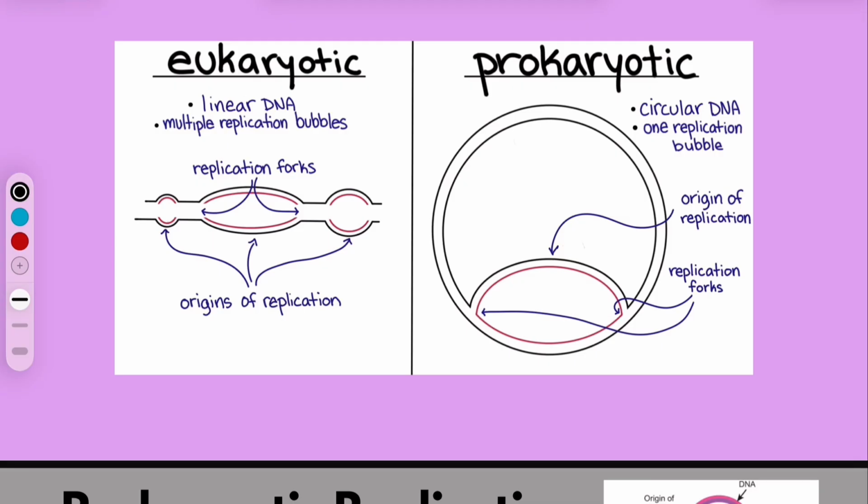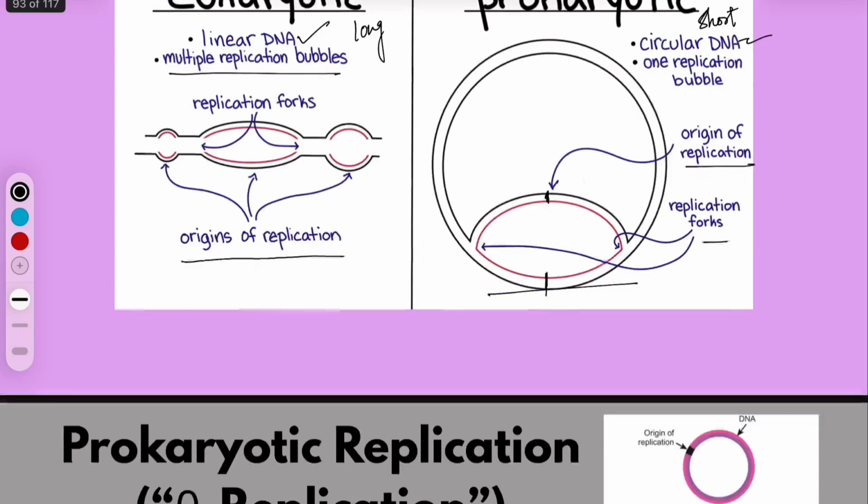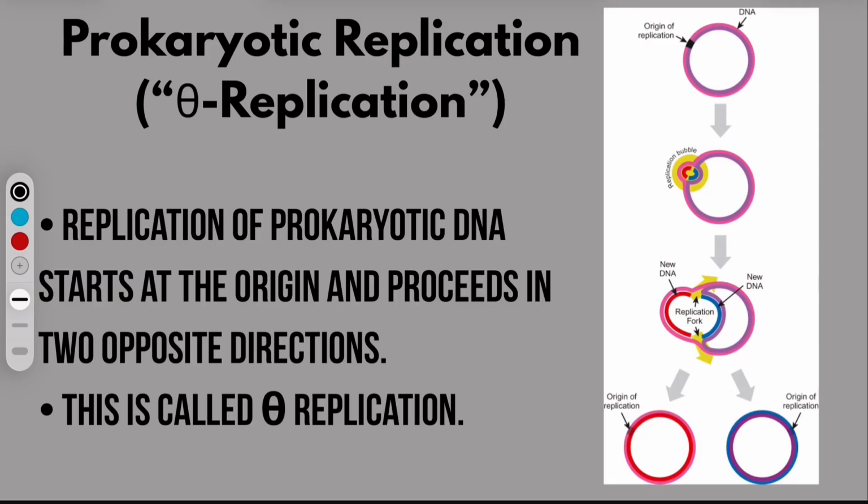In eukaryotes, because the DNA is linear and very long, the replication is multiple and the origins of replication are also multiple. While in prokaryotes, because their DNA is very small, the genetic material is in a circular DNA state. So there is one origin of replication, and replication forks are made like that. First, we will cover prokaryotic replication in this video.